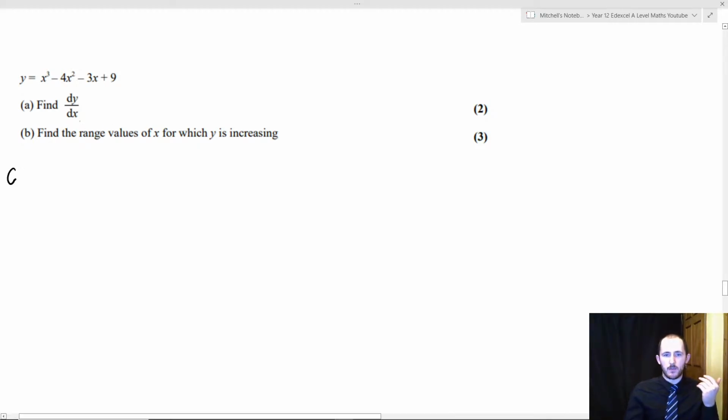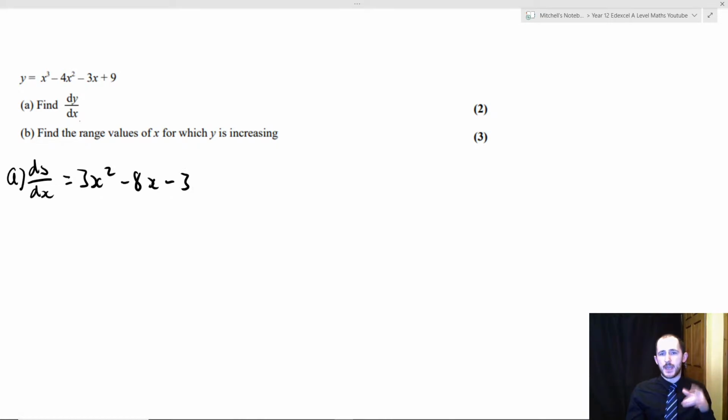So for part A, once again, if we're just differentiating, bring the powers forward and subtract 1 from the powers. So we can start doing it without even thinking really. And now, here comes the interesting bit. It now asks us to find the range of values of x for which y is increasing.